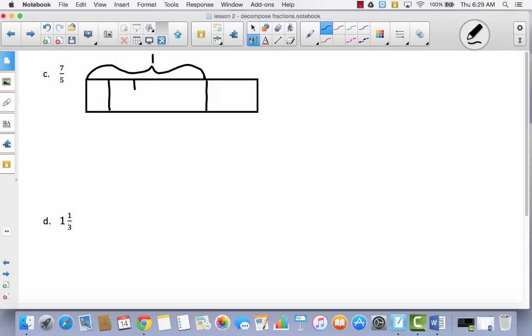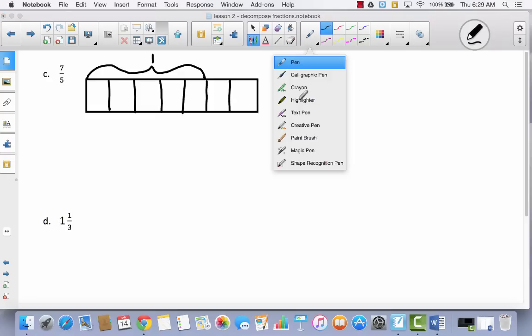So I've got 1, 2, 3, 4. So now I've divided my whole into 5 parts, and I have to make 2 more out of this. So I should have a total of 7. 1, 2, 3, 4, 5, 6, 7. Now I'm going to shade.